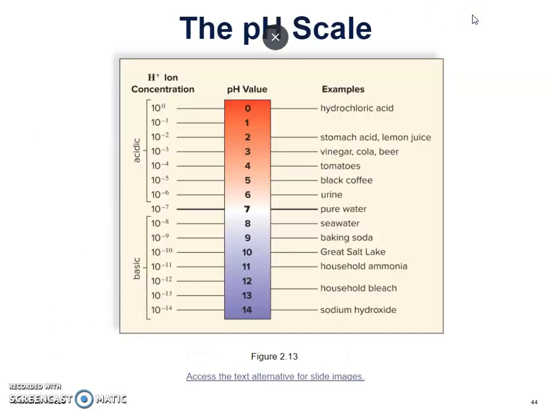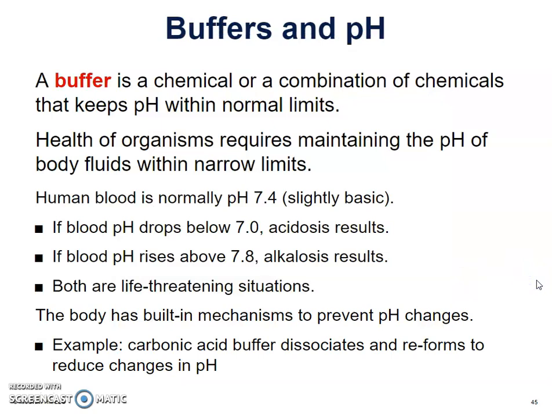So here we have an example of the pH scale. Stomach acid, very acidic. Urine, slightly acidic. Baking soda, basic or alkaline. Household bleach, pretty basic. And sodium hydroxide, very basic. A buffer is a chemical or a combination of chemicals that helps keep that pH stable.